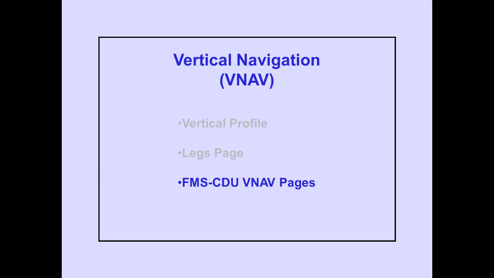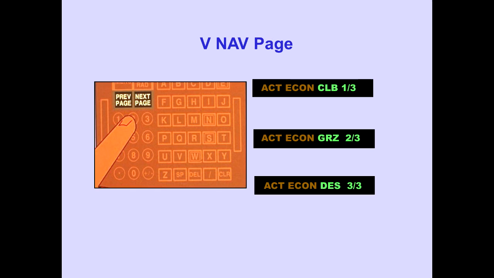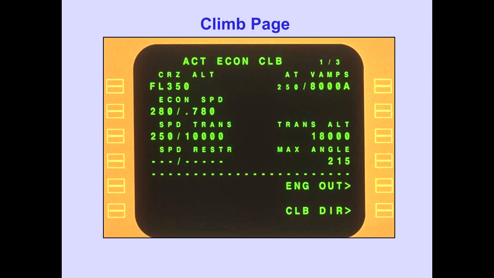Now let's discuss the FMS CDU VNAV pages. Pushing the VNAV key displays the VNAV climb, cruise, or descent page for the respective phase of flight. Pushing the previous page or next page key displays the other VNAV pages. Now let's look at the climb page in more detail.